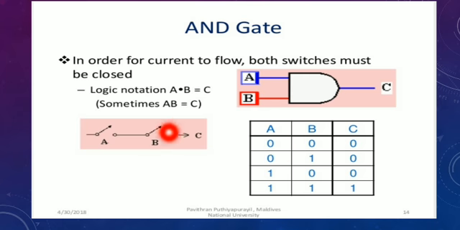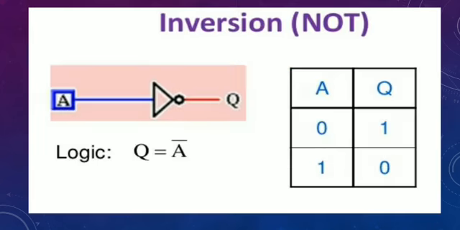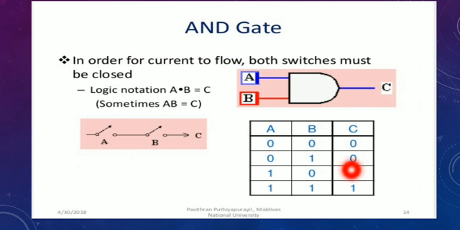If both switches are closed, then only the current flows and it gives the output. That's why 1 1 gives 1. Do you understand? This is the switches diagram. Only when both switches are closed does the current flow. That means both inputs are high, then only it gives the output. If you substitute the formula A dot B, that is 1 into 1, 1.